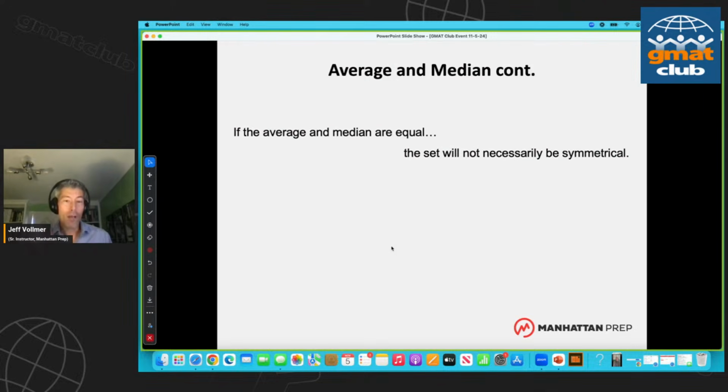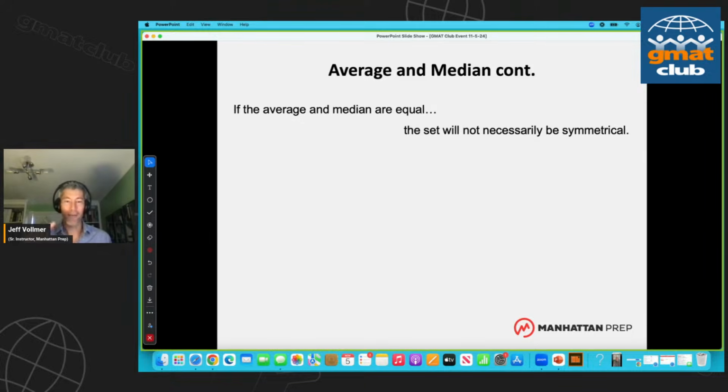Remember, they took geometry off of the exam, though. The one exception to this, though, I'm doing another but: if the average and median are equal, the set won't necessarily be symmetrical unless you're just dealing with a 3-term set. If there's only 3 terms in your set, there's actually not enough diversity in the terms to have the average and median be equal and to avoid symmetry.